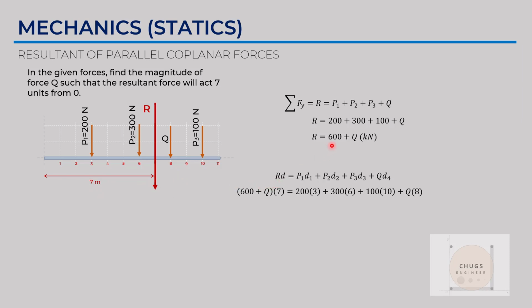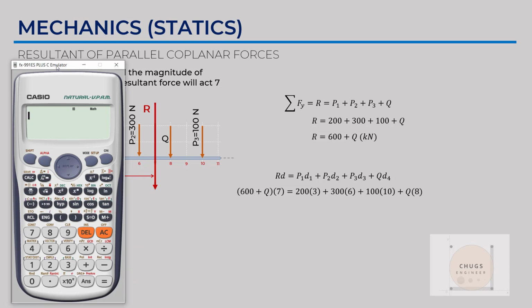Okay, that is, your R is equal to 600 plus Q. That is 600 plus Q times 7. That is a 7 distance ng yung resultant. That is 7 meters. And then 200 times 3, kasi 3 meters yung P1 mo. And then 300 times 6, kasi from 0, that is 6 units. And then 100 for your P3. 100 times 10 kasi from 0, that is 10 meters. Plus Q, yung Q mo is 8 meters or 8 units from the 0.